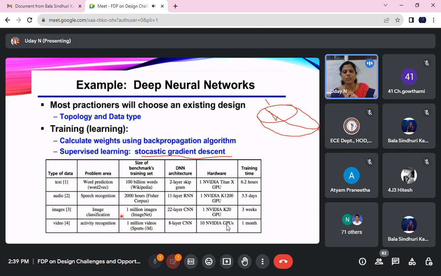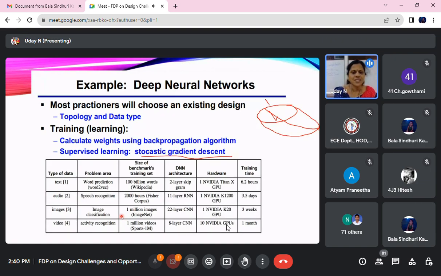So to do that word prediction, 100 billion words from Wikipedia are taken as a training set. And for word prediction, the deep neural network architecture that is used is a two-layer skipgram DNN architecture, and it is implemented on an NVIDIA Titan X graphical processor unit. And to train this two-layer skipgram architecture for 100 billion words, it took around 6.2 hours.